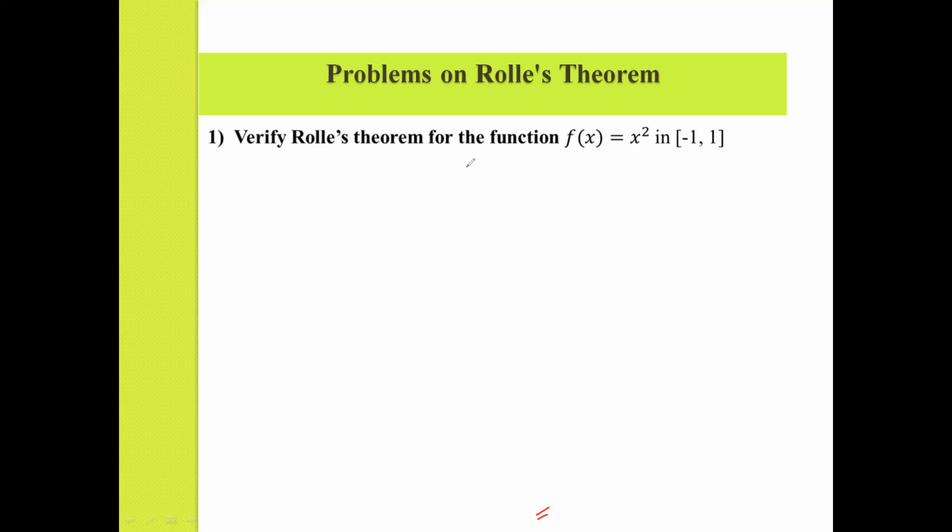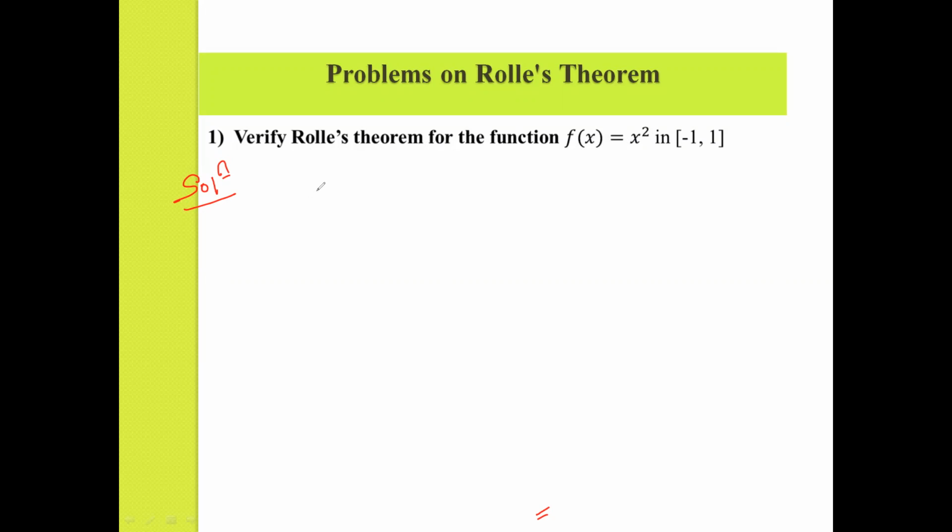Verify Rolle's theorem for the function f of x equal to x square in the interval -1, 1. So how to go ahead with this problem, that is the solution part. Suppose they have given a real valued function as f of x equal to x square. So to prove or to verify Rolle's theorem, what are the conditions?